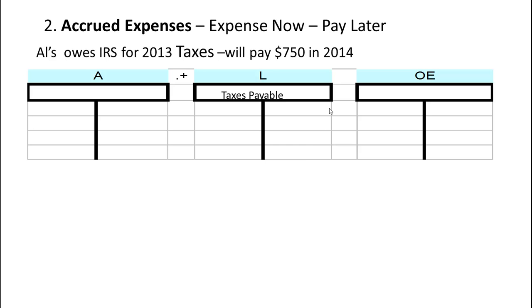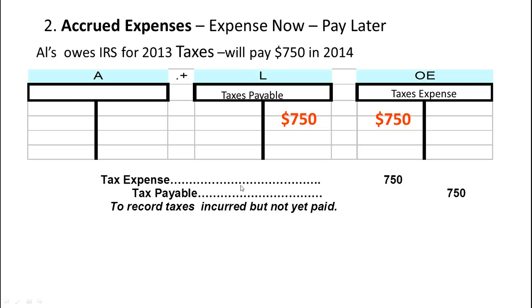We're going to have taxes payable and tax expense involved, and we're going to credit taxes payable. That'll increase this account by $750, and we're going to debit tax expense to show that we owe this. This should be on our income statement, and this should be a liability on our balance sheet as of the end of 2013. And here's the journal entry.